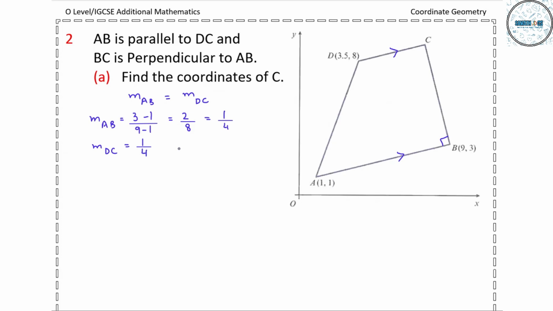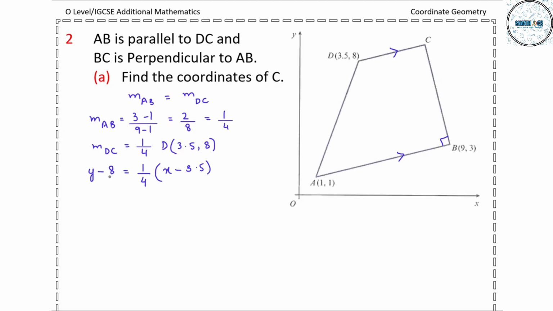Gradient of DC is 1 upon 4, and the coordinates which we can use to find the equation are the coordinates of D, 3.5, 8. Now we will form the equation using y minus y1 is equal to m times x minus x1. So y minus y1 is y minus 8, m is 1 upon 4, x minus 3.5.